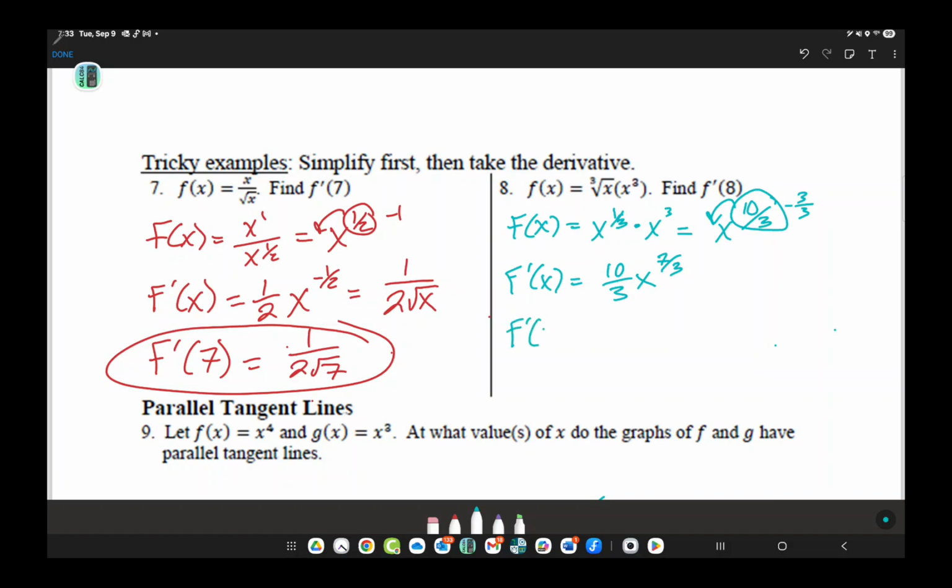So f prime of 8 would be 10/3 times the cube root of 8 to the 7th. Doesn't matter if that 7 is inside or outside. Honestly, it's just easier to put it outside at this time. So you can cube root first and then raise to the 7th power. The order of that is not important. So the cube root of 8 is 2, and 2 to the 7th power is 128. So we get 10 times 128, or 1280 over 3.